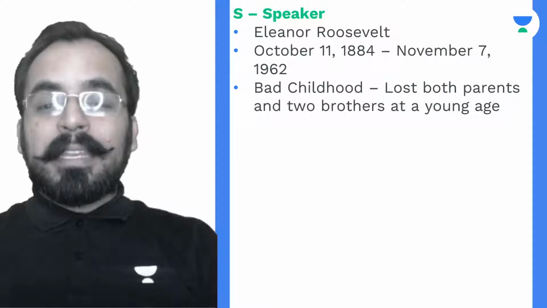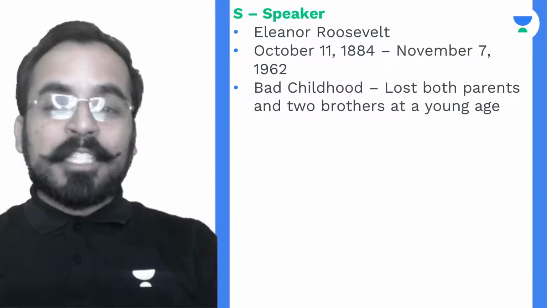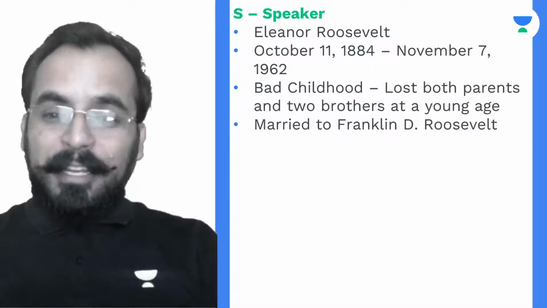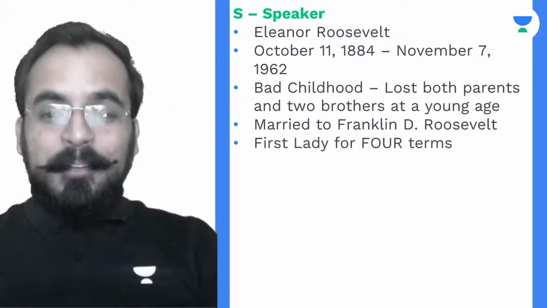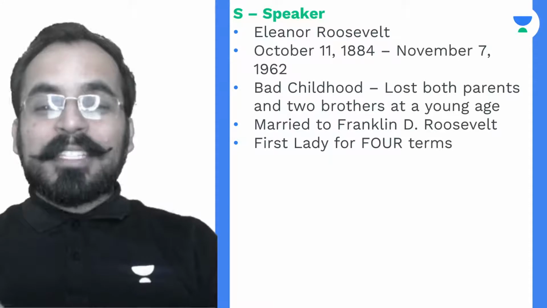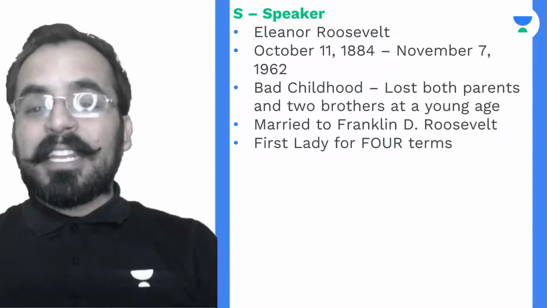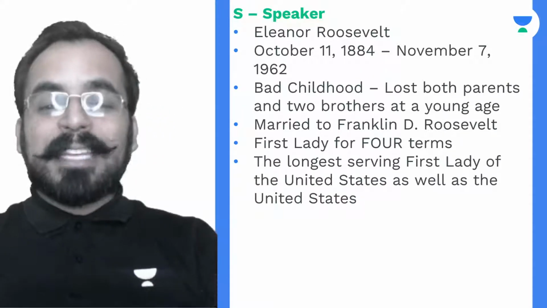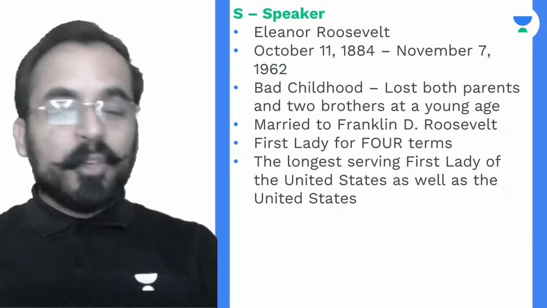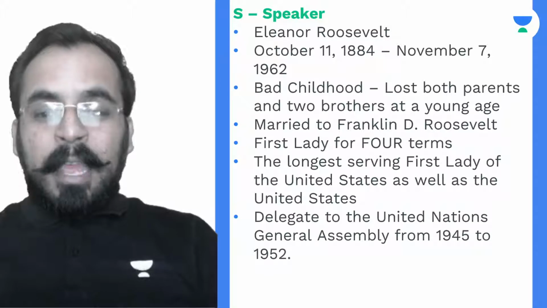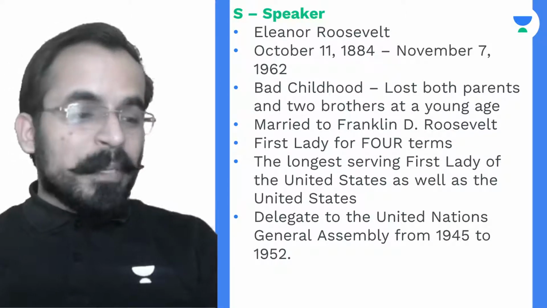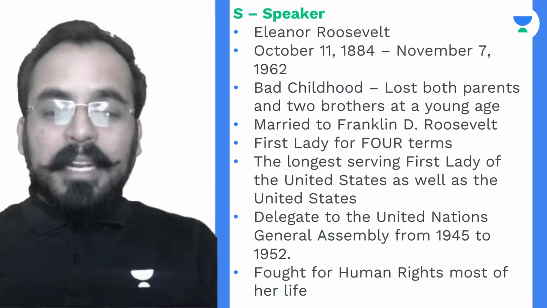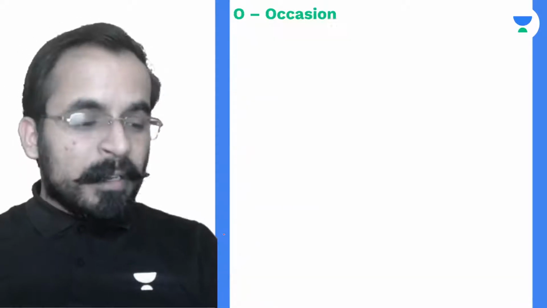She faced many difficulties during her childhood because she lost both her parents and two brothers at a very young age. She was married to Franklin D. Roosevelt, we all know, and she is the person who is entitled as the longest serving First Lady for 4 continuous terms. Isn't that amazing? So, as I told you, she was the longest serving First Lady of the United States. Right? And she was the delegate to the United Nations General Assembly from 1945 to 1952. And throughout her life, she fought for human rights most of her life.